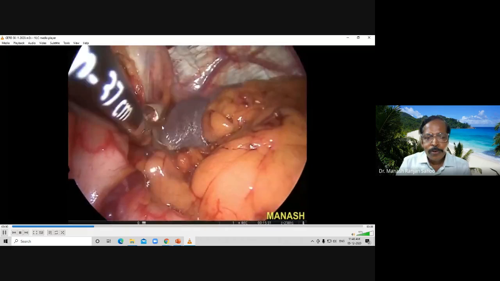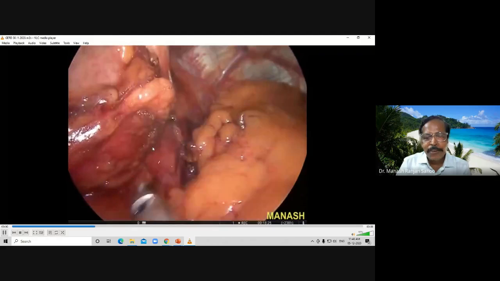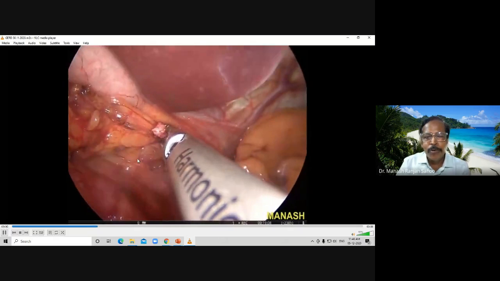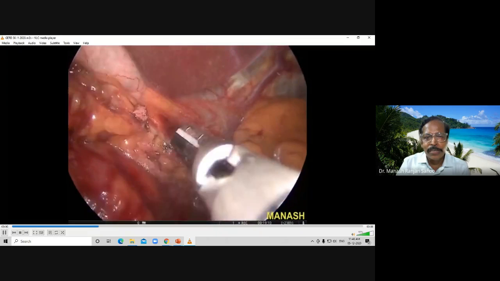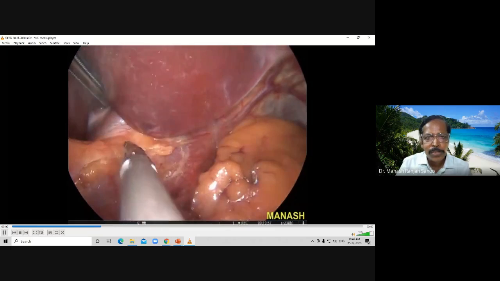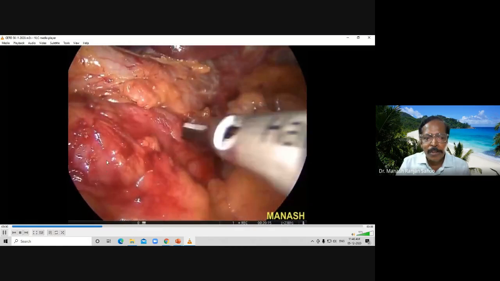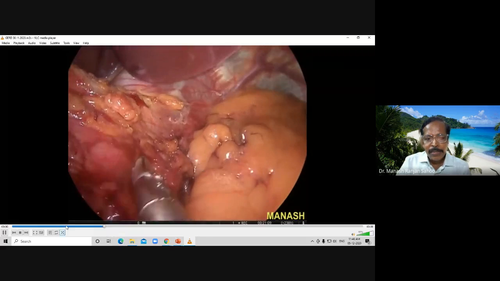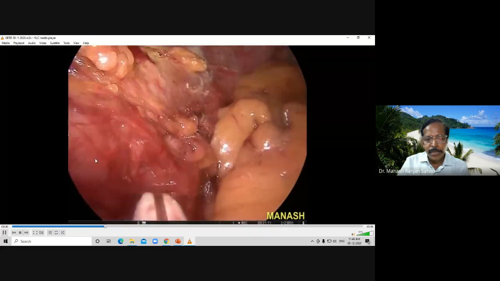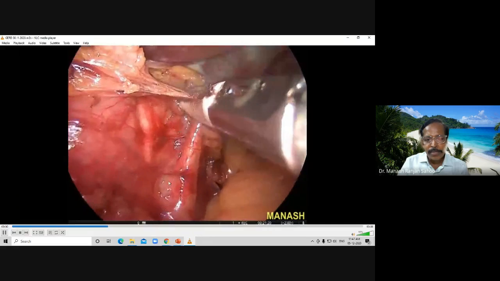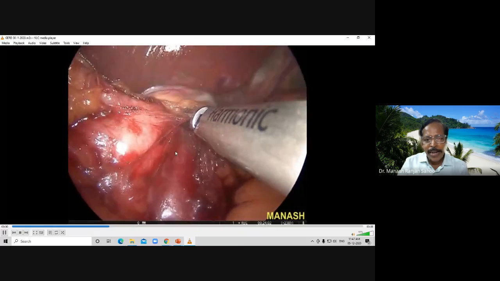Once you divide and make a floppy fundus, the whole aim is to make a well mobilized floppy fundus, which can comfortably go through the retroesophageal window to the right side, and you can make a very comfortable wrap. That's the left crus of the diaphragm, and that's the fundus. Now you can see this is the left crus of the diaphragm. That's the junction here, this left crus, so that the entire thing is mobilized from this side.